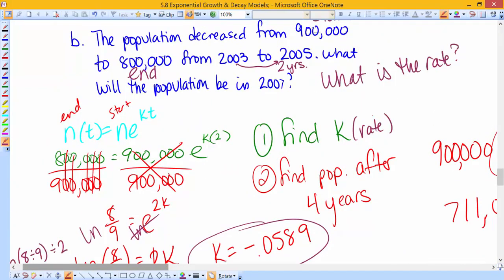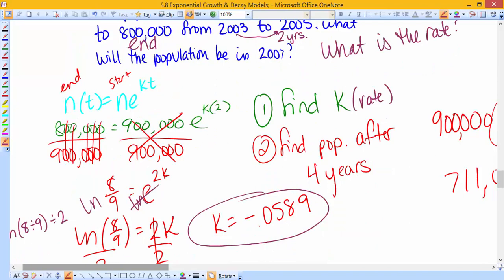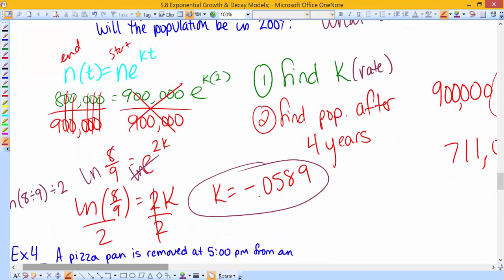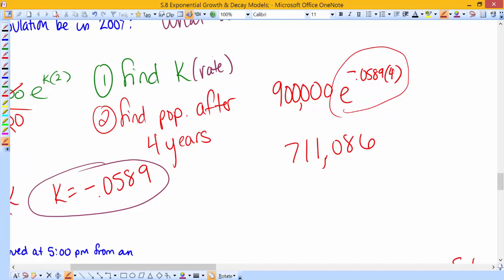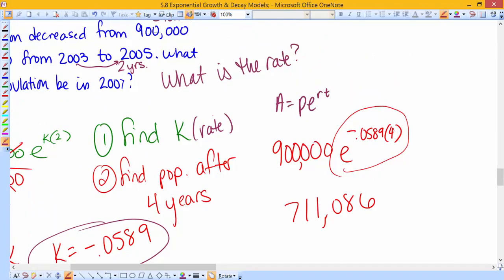Now, that's not even what the question was asking. The question was asking, what will the population be in 2007? In order to get that population, I needed the rate. So I now have the rate. I'm going to go back into my regular equation, A equals Pe to the rt, where it started with 900,000 people. That was my start. I now have my rate, negative 0.0589.